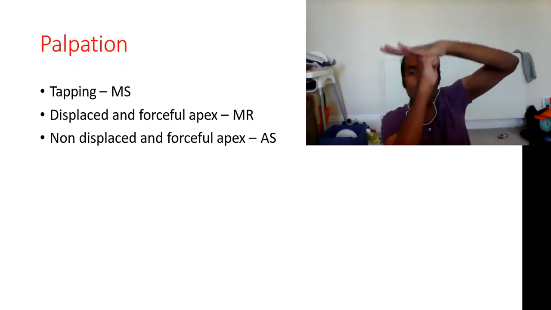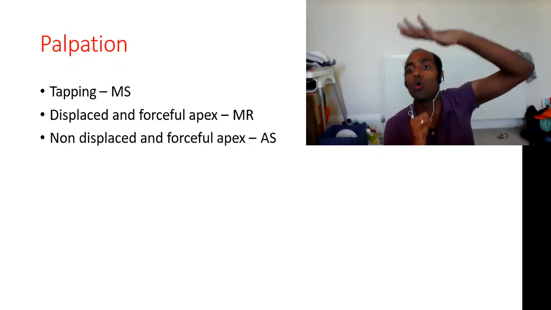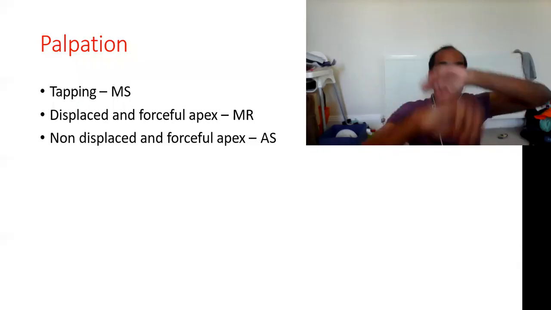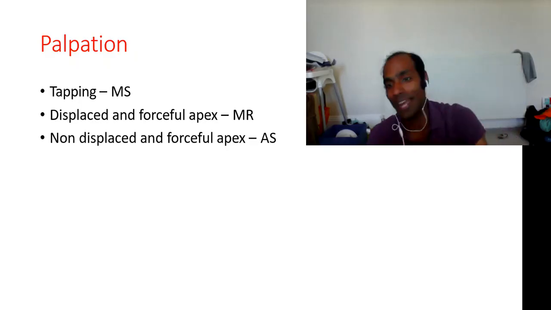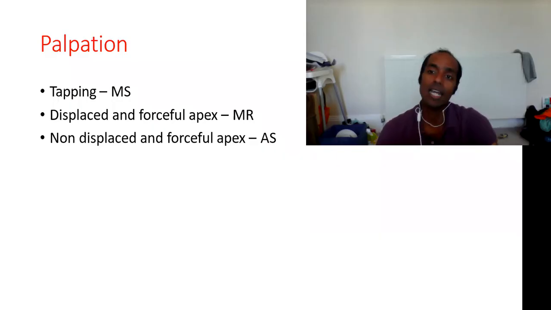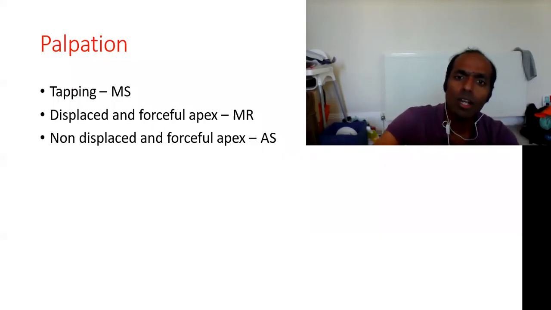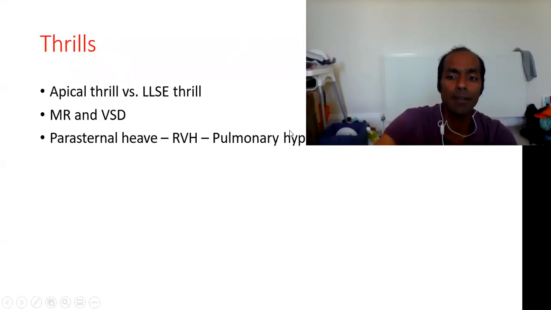So write the word down. It is pressure overload, and that is aortic stenosis. So heaving apex is a non-displaced, sustained, forceful apex. And if you find that, the patient very likely has aortic stenosis. Alright. Now putting all of that together.